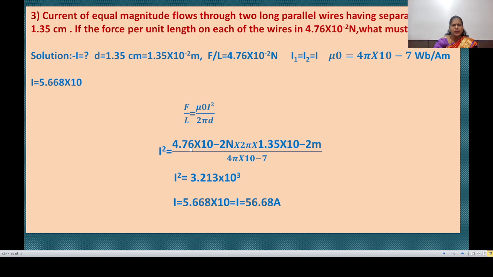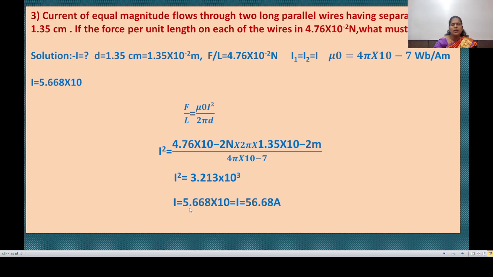Substituting all values, the value of F upon L, 4.76 × 10^-2 Newton, into 2 pi into D's value, 1.35 × 10^-2 meter, and mu0's value, 4 pi × 10^-7. Pi cancels here, and after solving this full equation, we get I square is equal to 3.213 × 10^3. Now we have to take the square root of this value.